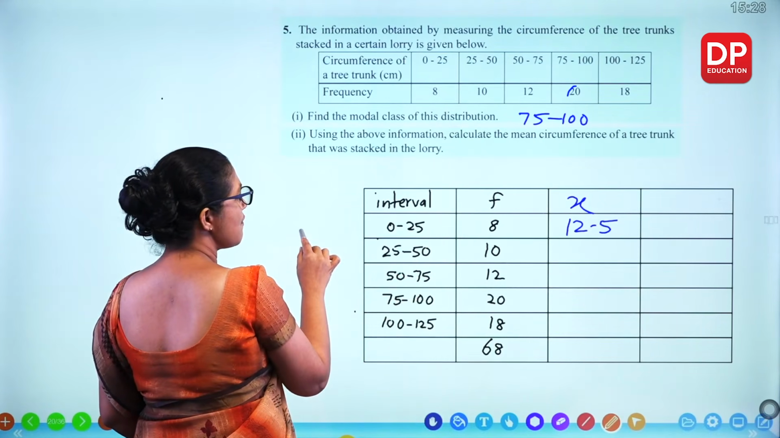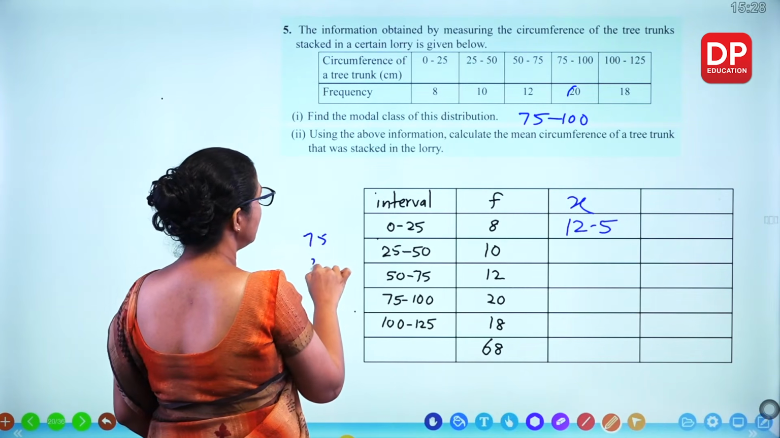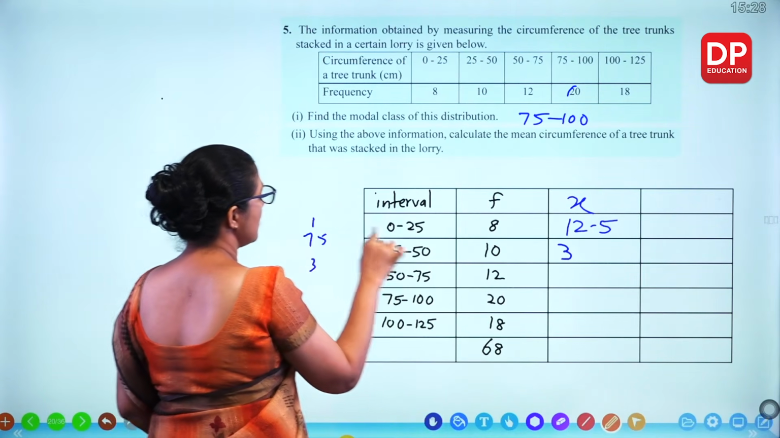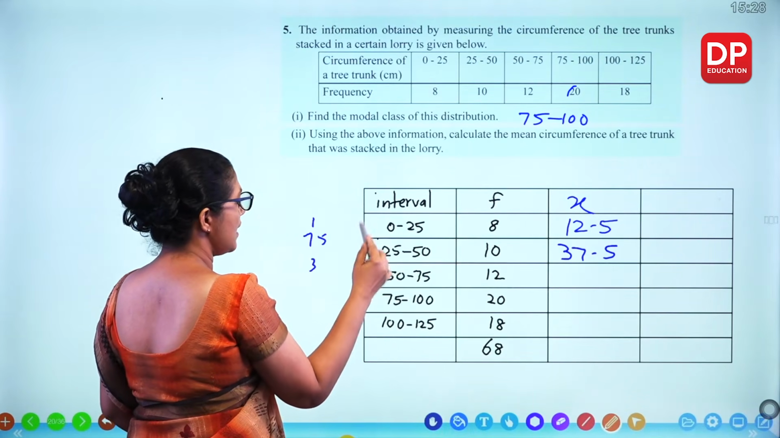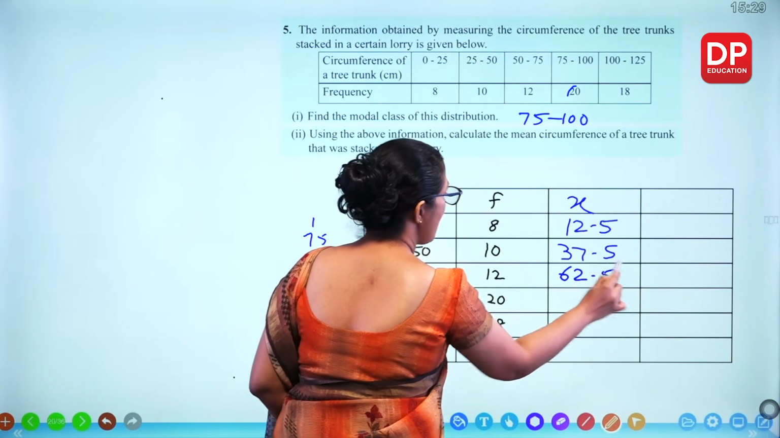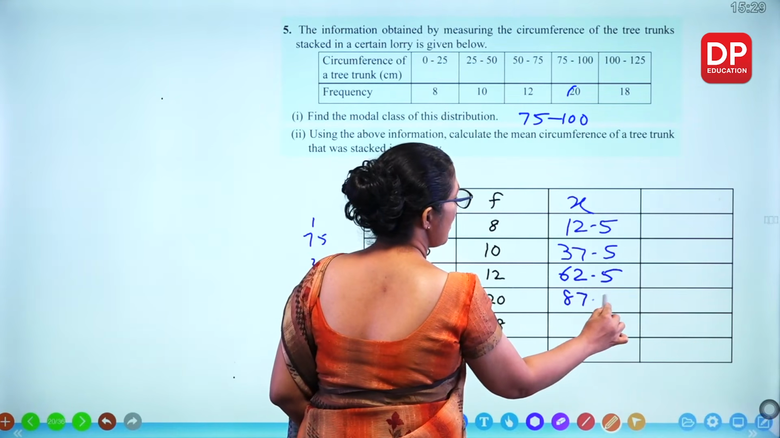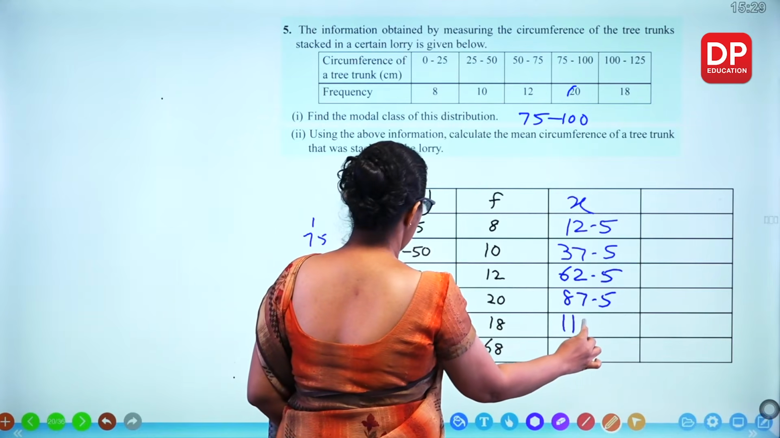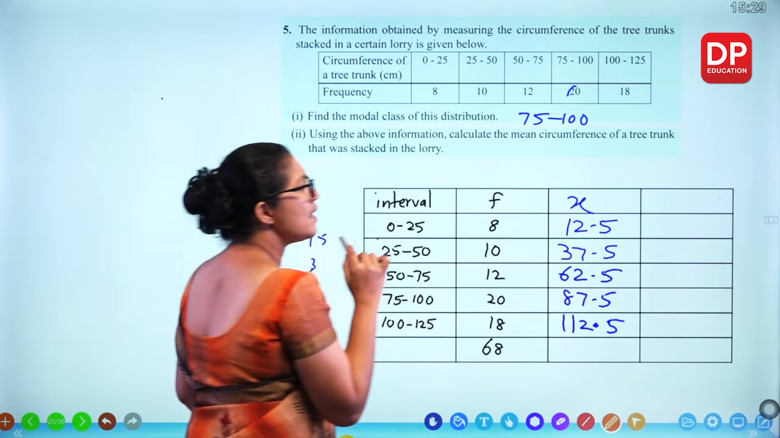25 here, when you divide 75 by 2, you get 37.5. Then the next one, you get 62.5. This one, 87.5. This one, 112.5. Those are the mid values.